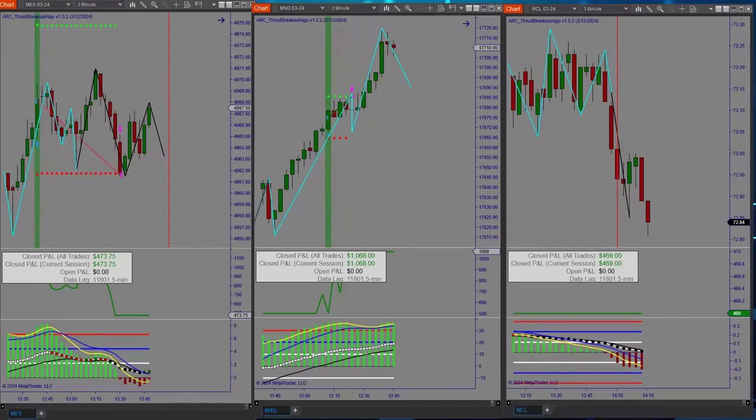There you go. Pretty sweet, right? Pretty sweet to have it showing on multiple markets, trading multiple markets side by side. These were done on 3-minute candles. You can trade it on a 5-minute. You can trade it on a volume chart.